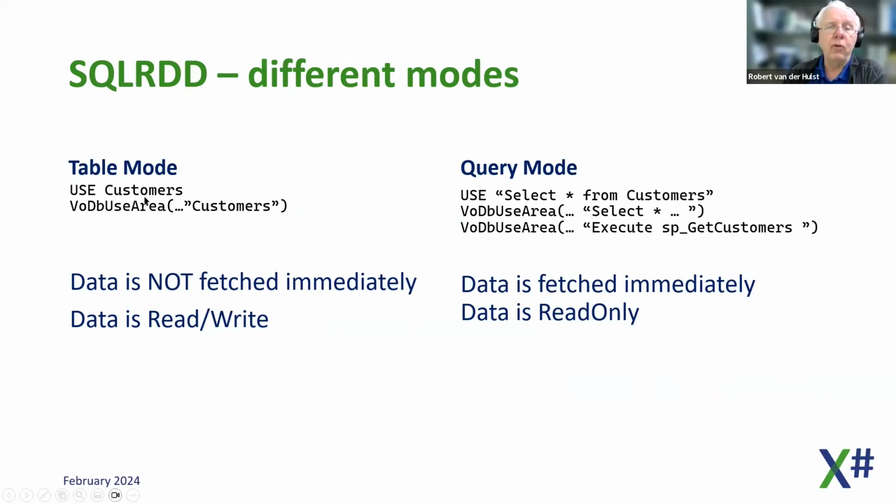What I've shown so far is use customers, etc. You can also run the RDD in what we call the query mode, where you specify a complete select statement. That works too. The difference is that the data is fetched immediately, where in table mode, we wait with fetching until you, for example, do a go top or until you do a seek. The query mode just fetches the data. It's also read-only, where table mode is read-write.